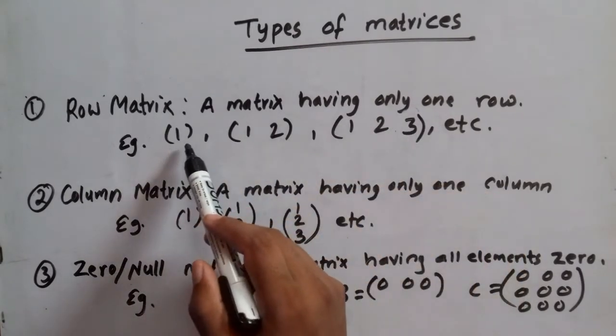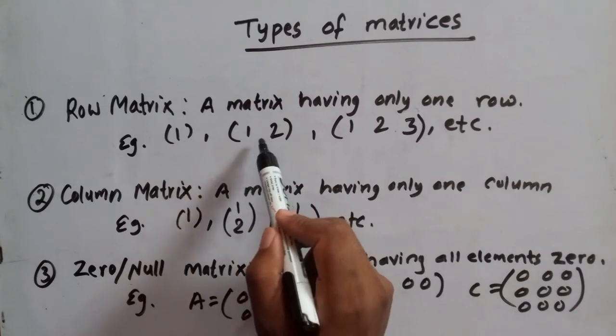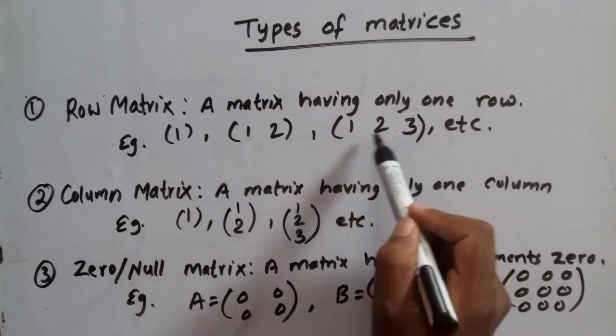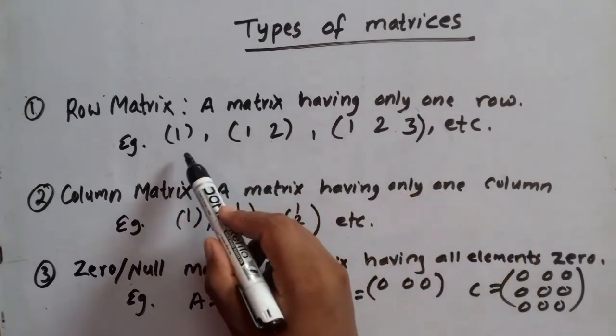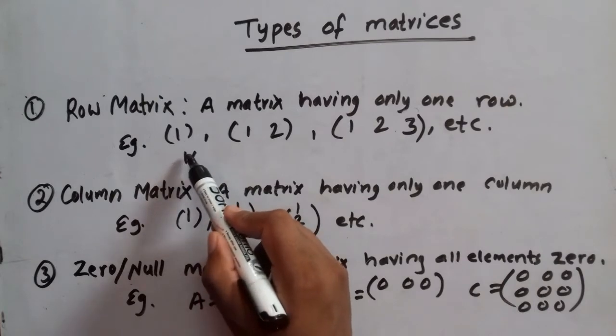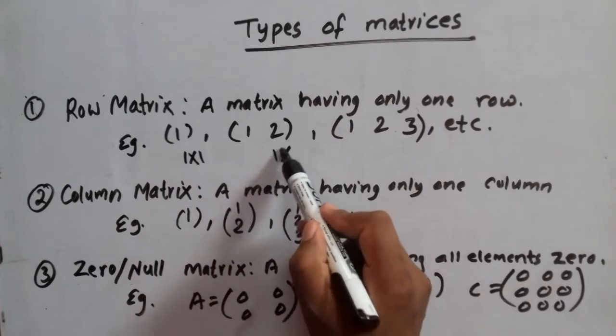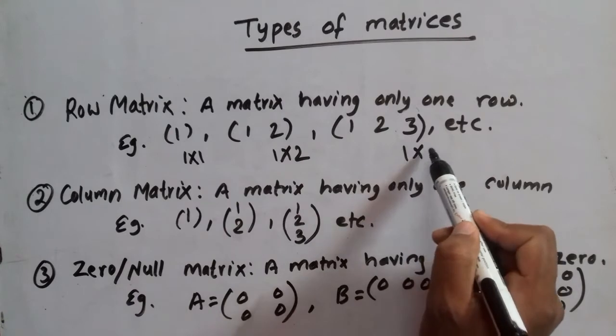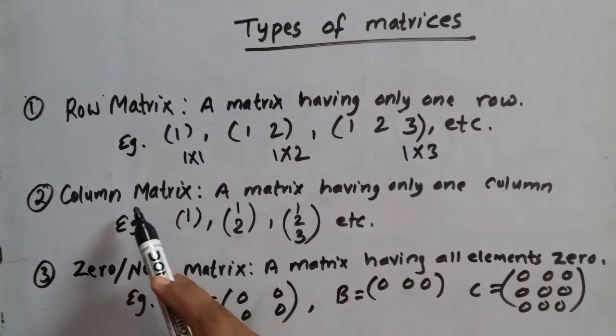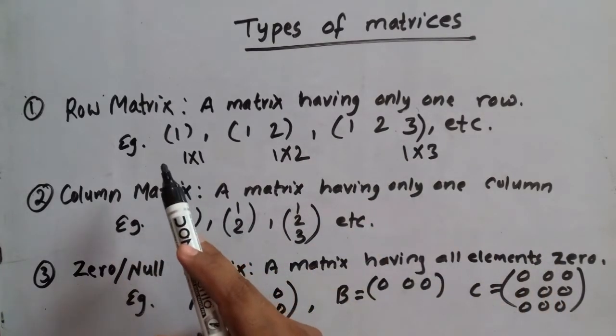Here is one row and one column, here is one row and two columns, and here is one row and three columns. The order of this matrix is 1 by 1, 1 by 2, 1 by 3. And this column matrix is just the opposite of a row matrix.